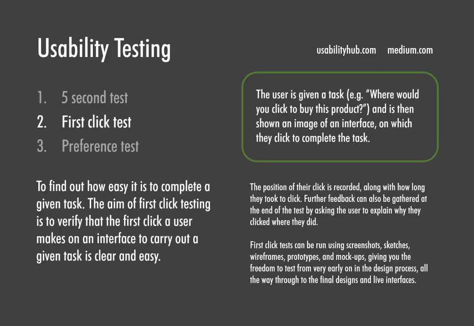Next test, the first click test. The first click test is to find out how easy it is to complete a given task. The aim of first click testing is to verify that the first click a user makes on an interface to carry out a given task is clear and easy. Checking if it's clear and easy.